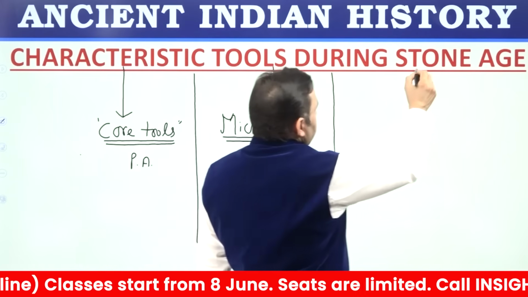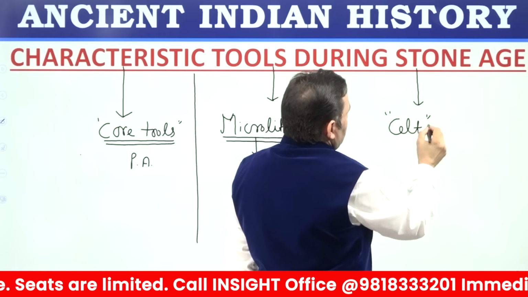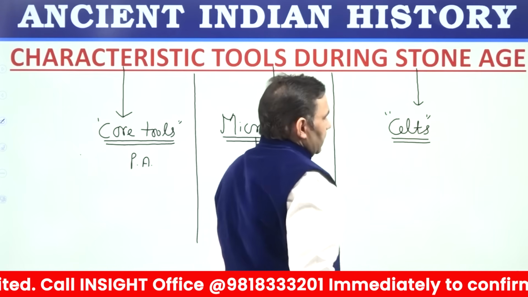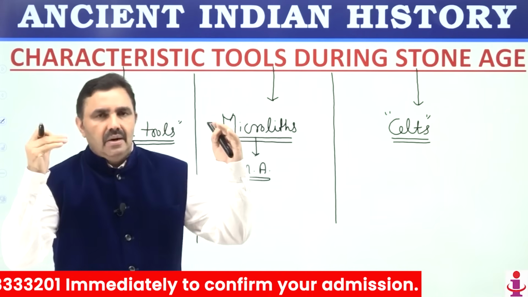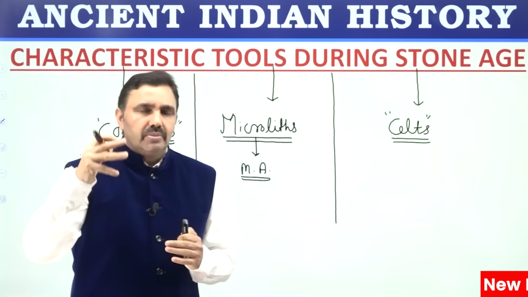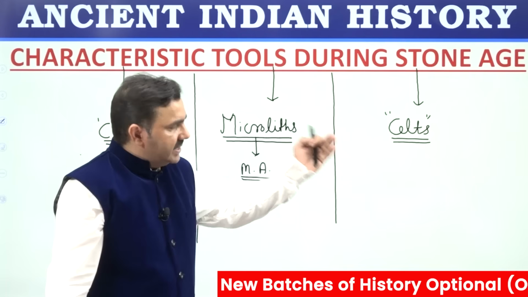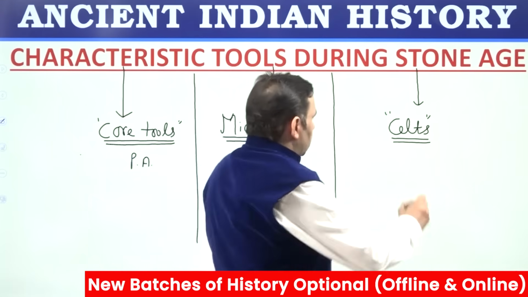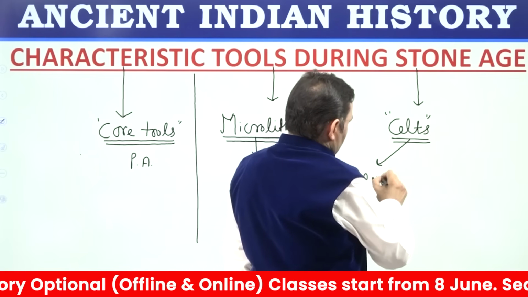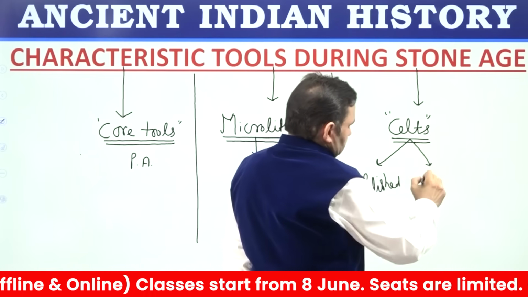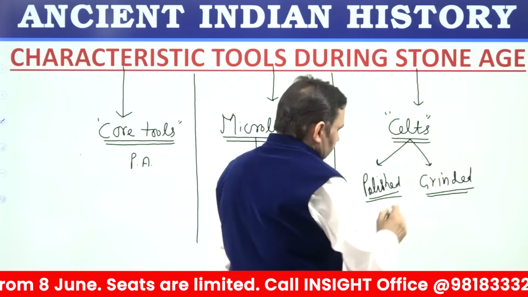In Neolithic Age, the typical characteristic feature was use of celt. Celt means tool with handle. So now they started drilling a hole in a stone and a wooden handle was put in the tool to make it more efficient, to make it more effective. Such tools that have handle are known as celts. These tools were polished, they were grinded, rubbed properly, so they were very refined.